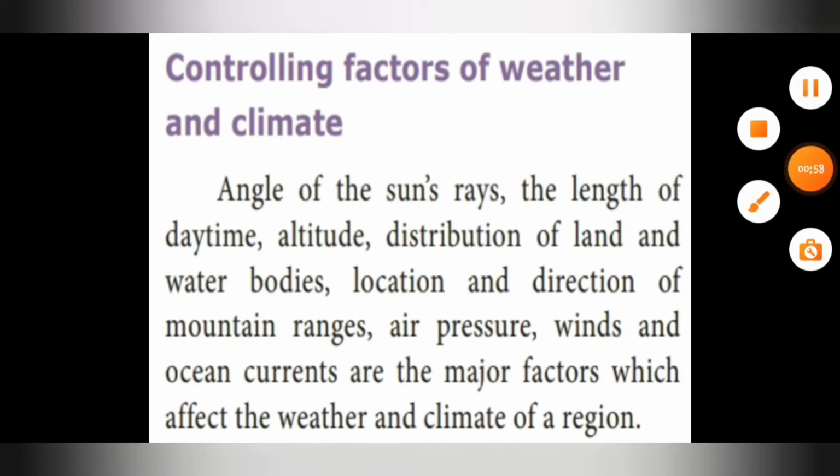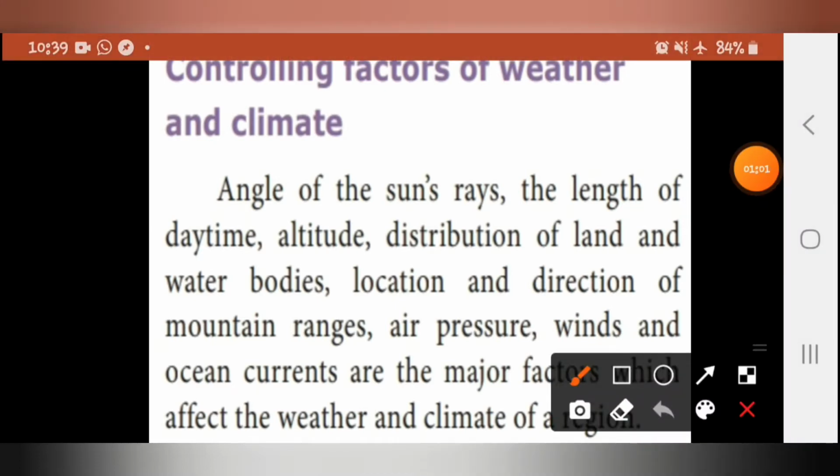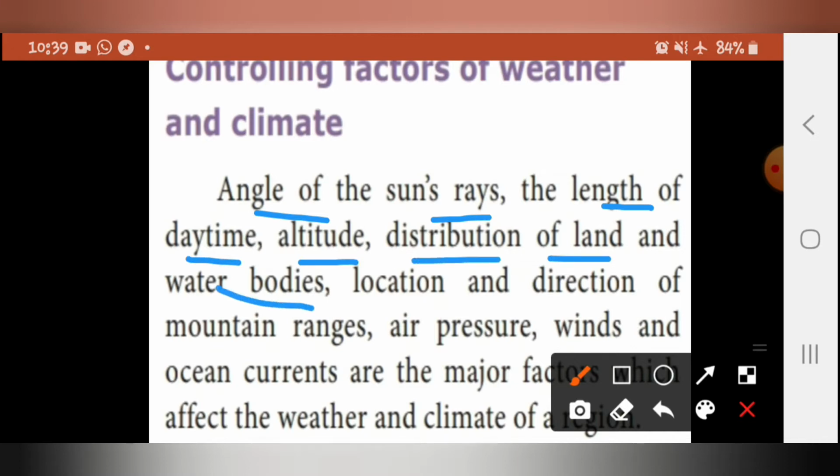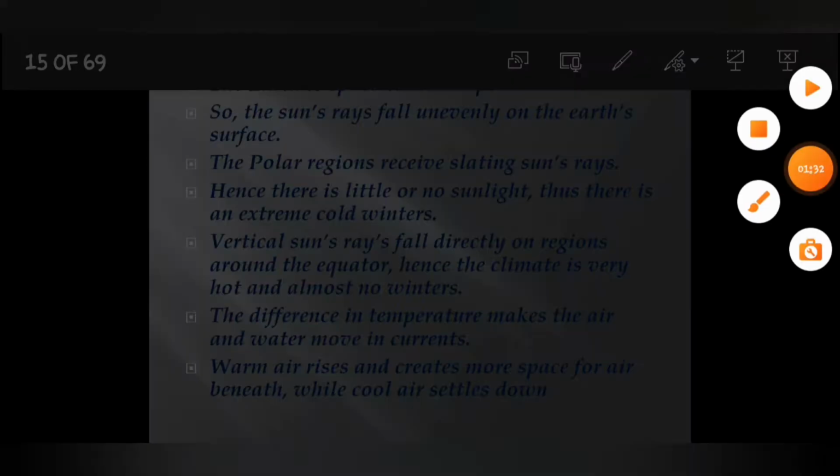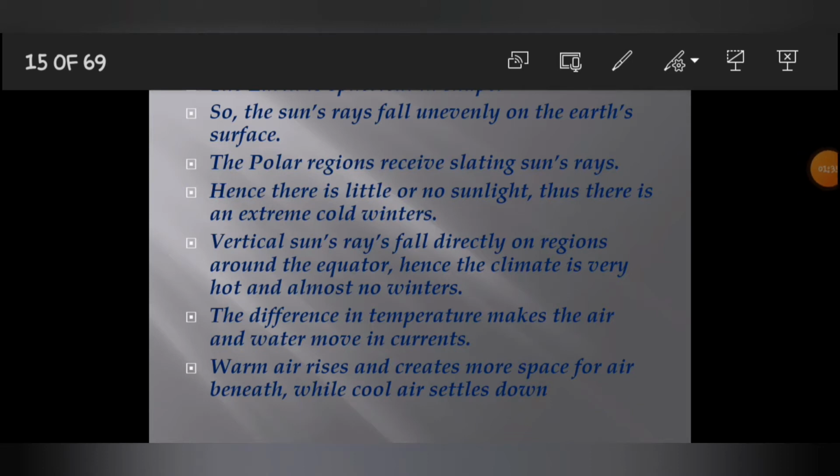Next, controlling factors of weather and climate. We'll see what the controlling factors of weather and climate are. Angles of sun's rays, the length of daytime, altitude, distribution of land and water bodies, location and direction of mountain ranges, air pressure, winds and ocean currents are the major factors which affect the weather and climate of a region. So these are the factors which determine the weather and climate. We will see the first point.